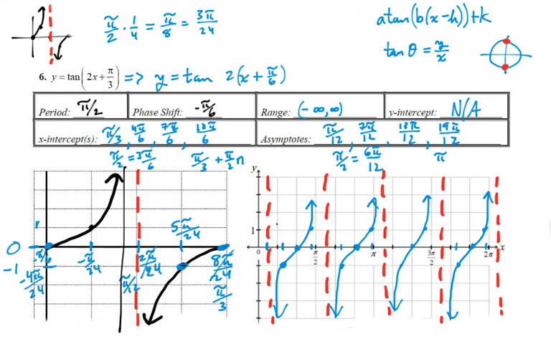And more generally speaking, what I can do is I can just write pi over 12 plus pi over 2 times n. So adding and subtracting as many pi over 2s as I want to find my other asymptotes. So this is what the asymptotes would equal. And that's it. This one had a period change and a phase shift.